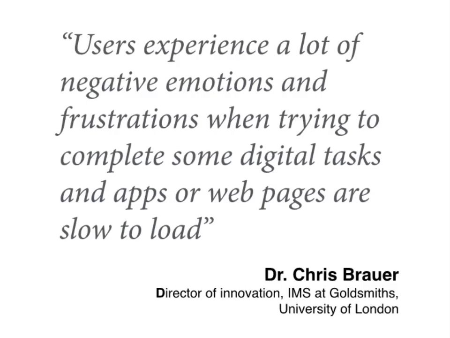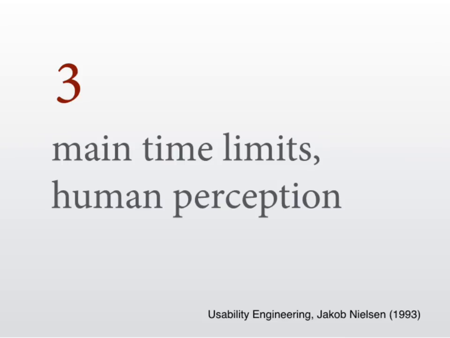But when we're talking about performance, about being fast or being slow, we are usually talking about response times, or at least the perception of these response times. This is based on something old in terms of digital computing: in 1993, Jakob Nielsen, one of the gurus of usability, found three main time limits based on human perception.